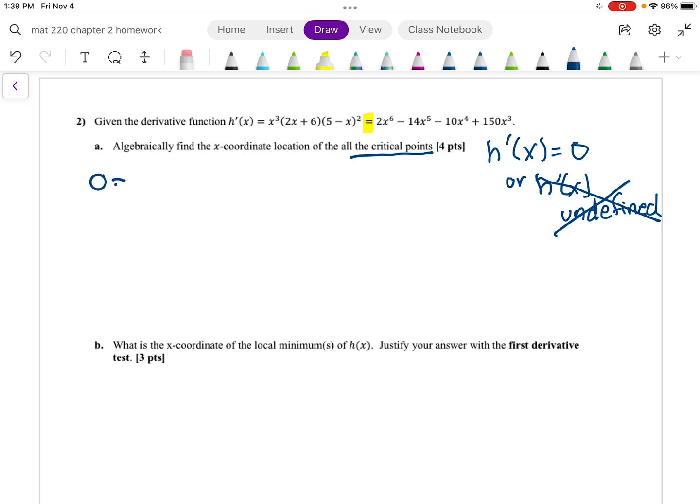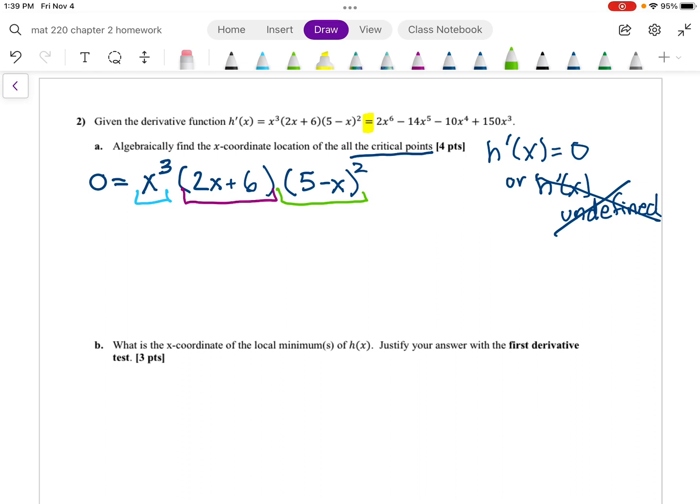We have 0 equals x cubed times 2x plus 6 times (5 minus x) all squared. Now, the reason why factored form is going to be so helpful to me here is the zero product property. If you remember from Algebra 1, Algebra 2, if any one of these factors, so the x cubed or the 2x plus 6 or the (5 minus x) squared is 0, then the whole expression would go to 0, because if I multiply by 0, the answer is 0.